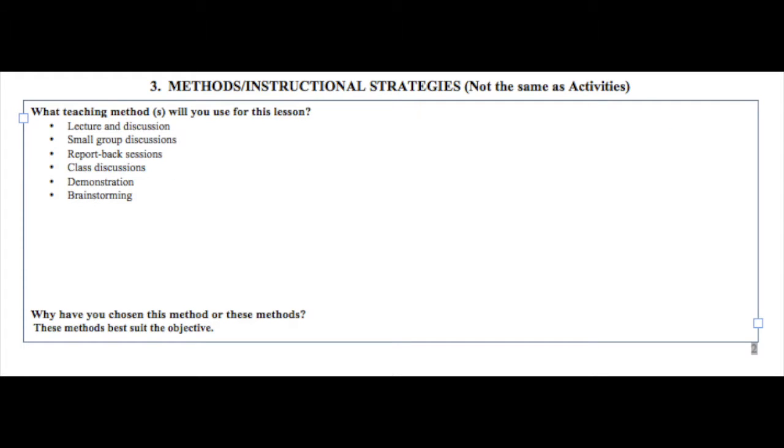Lastly, we have section 3, the methods and instructional strategies. Some of the methods that I'm planning on using for this lesson are lecture and discussion, small group discussion, report back session, class discussion, demonstration, and brainstorming. I've chosen all these methods because I feel like they best suit the objective. The kids are learning how to develop a theme, and they're going to need a lot of guidance and collaboration, out loud thinking, and I think that these methods will best help them to be successful.